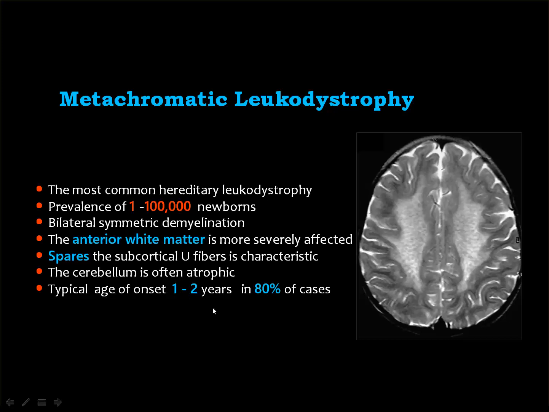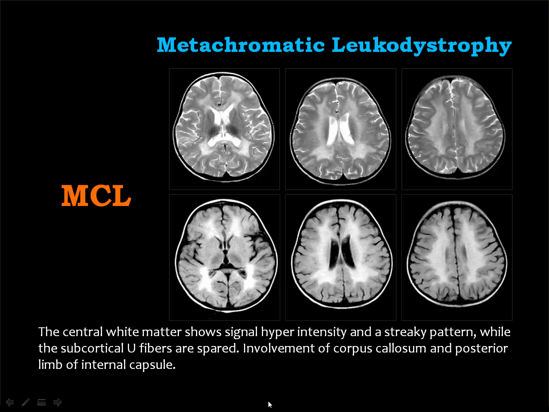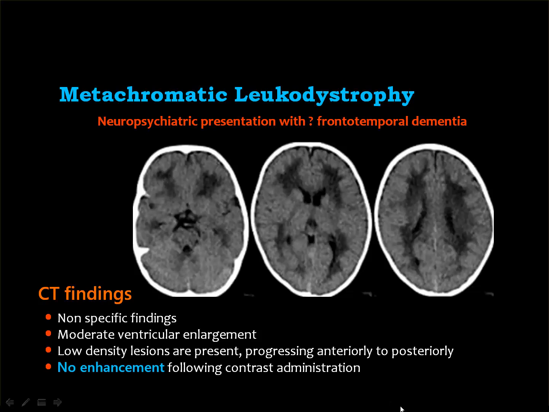Most of the patients present at the age of 1 to 2 years, and the appearance, of course, on MRI is not that specific. You get some abnormal signal in the white matter, in the frontal, parietal, and occipital lobes, and this white matter will show high signal in the T2 and FLAIR images.